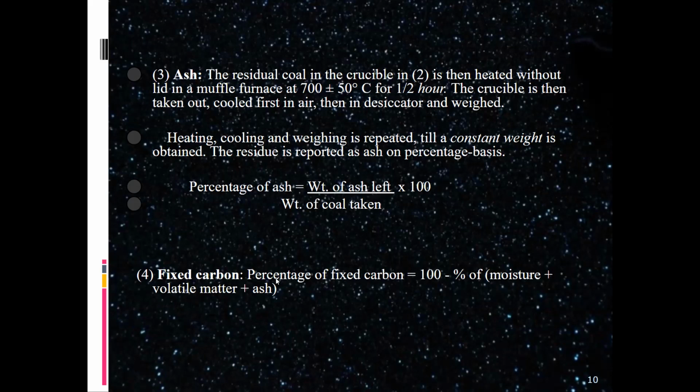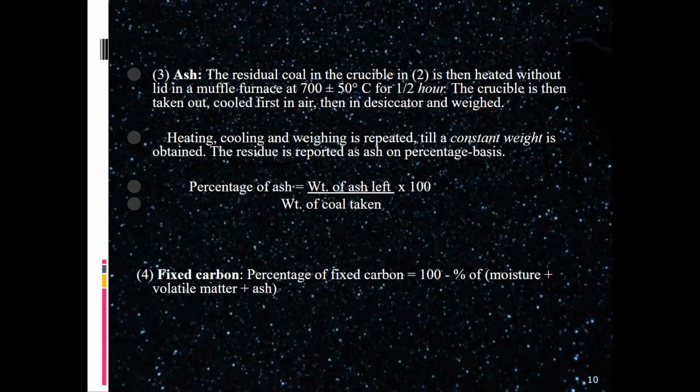So the percentage of fixed carbon is equal to 100 minus the percentage of moisture plus volatile matter plus ash. So what is 100 here? 100 is the total. From the total, we are removing all the non-carbon components in the coal sample. If you do this process, we can get the percentage of fixed carbon in the coal sample.